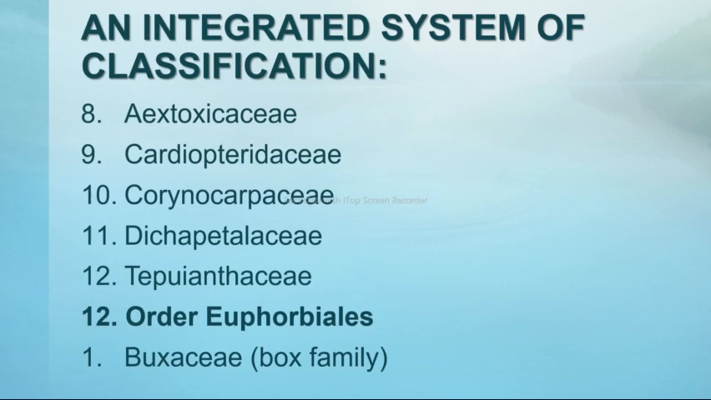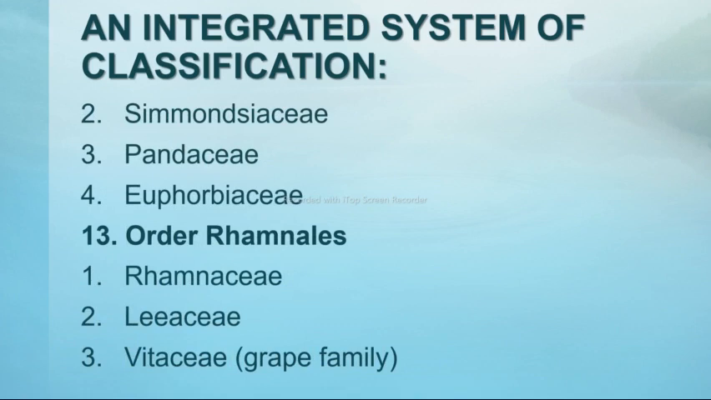Euphorbiales, and it includes the Buxaceae, which is a box family. Next is the Simmondsiaceae, Pandaceae, and Euphorbiaceae. 13th order is Rhamnales, which includes the Rhamnaceae and Leeaceae and Vitaceae, which is a grape family.